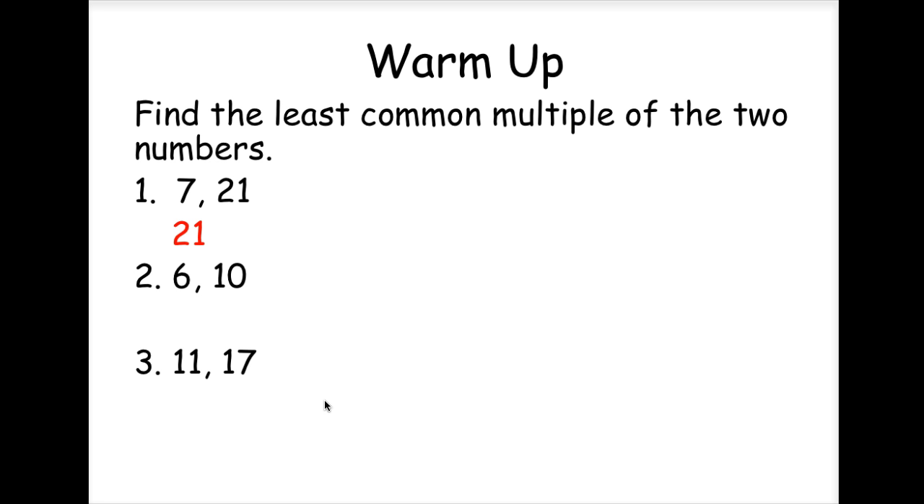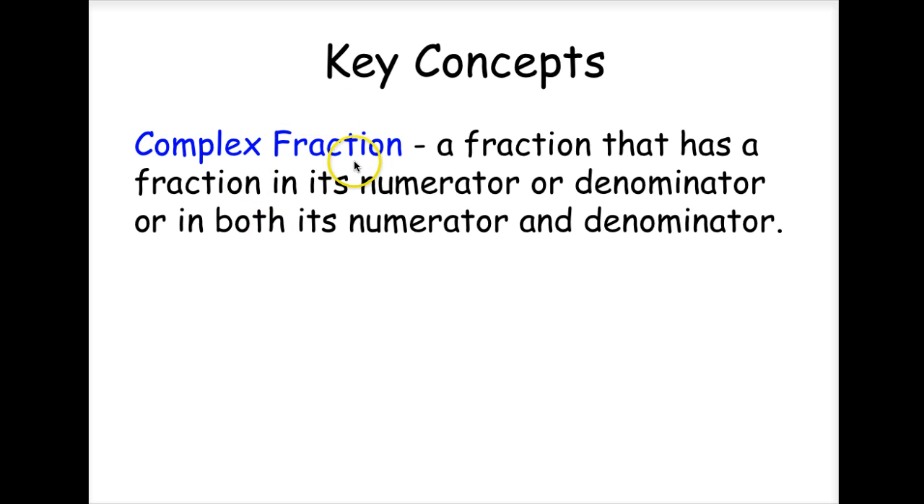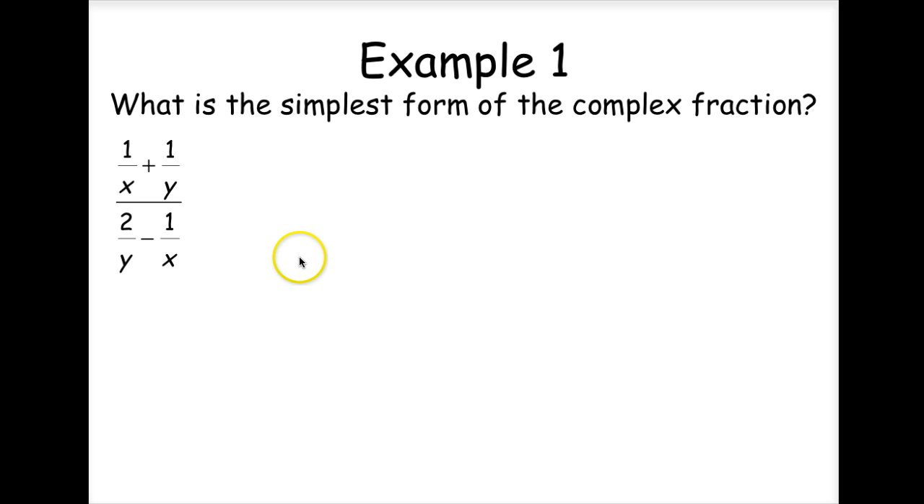So 21, 30, and 187. We're going to work with complex fractions. That's a fraction that has a fraction in its numerator or denominator, or in both its numerator and denominator. Doesn't that look lovely? What is the simplest form of the complex fraction?